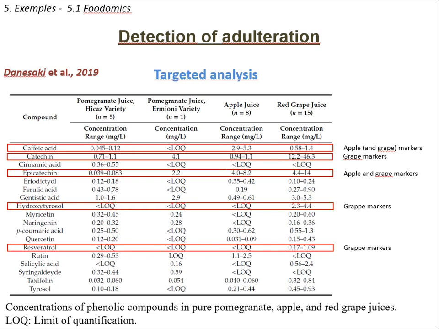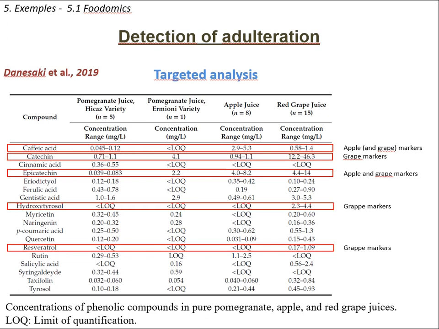0.045 or 0.012 milligram per liter in pomegranate juice. So if you find important quantities of caffeic acid, it means that there's been addition of apple juice. Then you have grape markers like catechin and hydroxytyrosol and resveratrol. So these grape markers are abundant, at least measurable, in the red grape juice, but they are very weak or absent in the pomegranate juice.